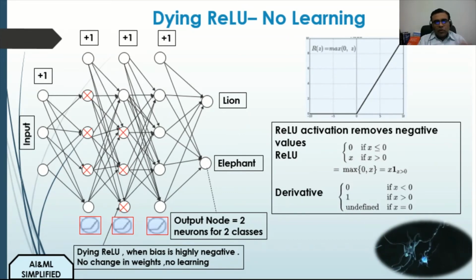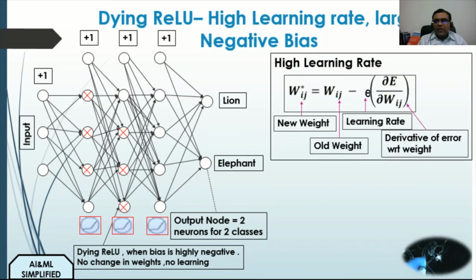So when most of the neurons return 0 as an output, the gradient fails to flow during backpropagation, and the weights do not get updated. Ultimately, a large part of the network becomes inactive and is not able to learn any further. This problem typically happens in two scenarios. One could be when we have a high learning rate.